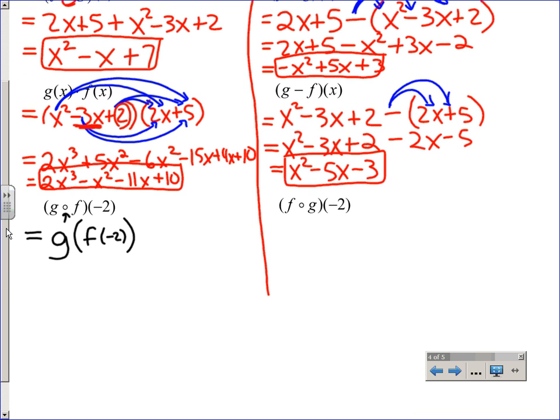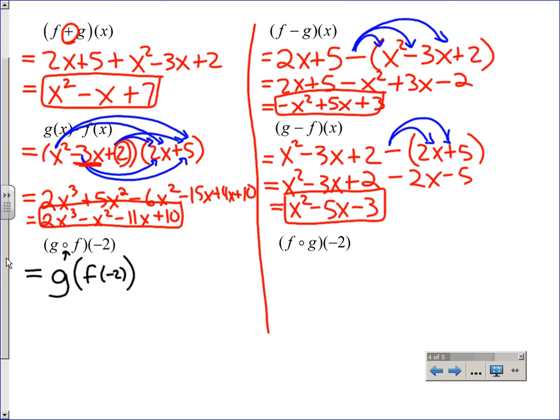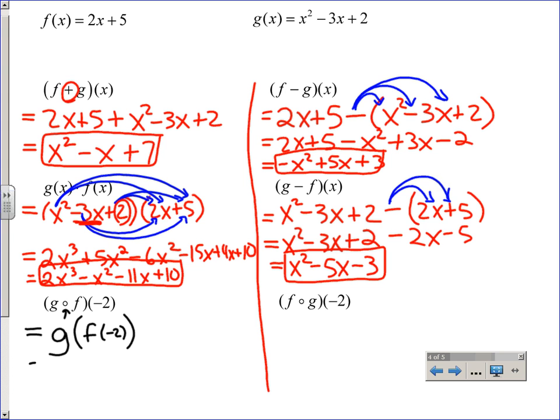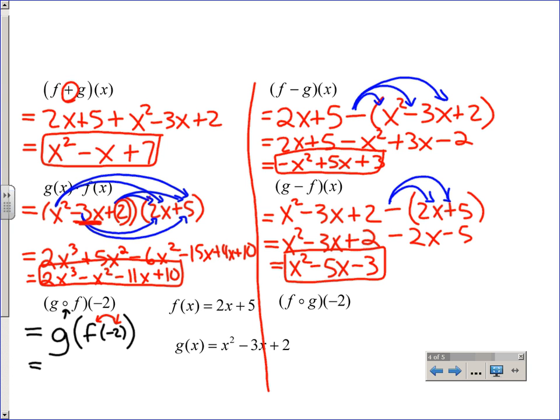Now, here what we're doing is we are not adding or subtracting. We're putting one function into another. Now, this says to do first negative 2 into f. So we're going to substitute into the function called f negative 2. And let me just actually drag this function down here, and I'll drag the g down here to make it a little easier while we're doing this problem.